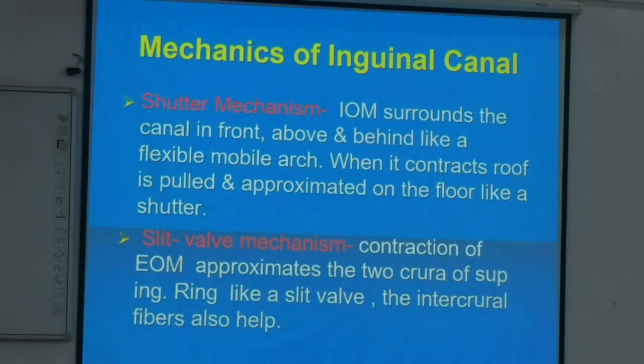Next is shutter mechanism. The internal oblique muscle surrounds the canal in front, above and behind like a flexible mobile arch, along with the transversus abdominis. And when it contracts, the roof is pulled and approximated on the floor like a shutter. That is shutter mechanism. Okay. Next is slit valve mechanism. Contraction of the external oblique muscle approximates the two crura of the superficial ring like a slit valve, and the intercrural fibers also help in this contraction. So this is known as slit valve mechanism. Okay, different mechanisms are present.